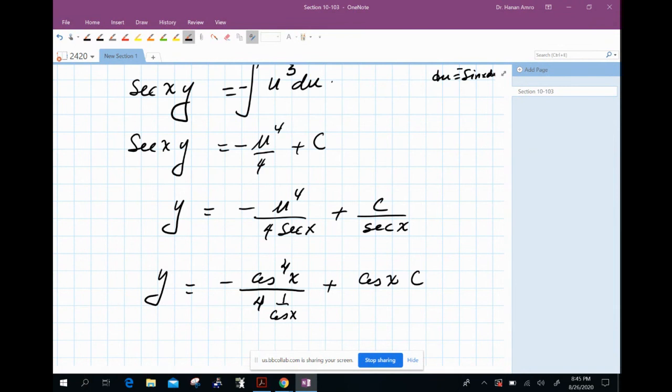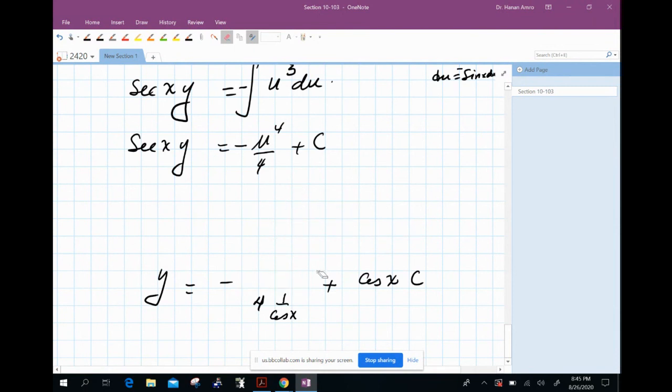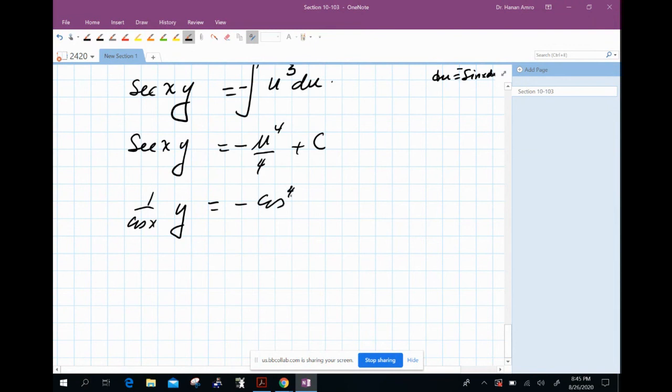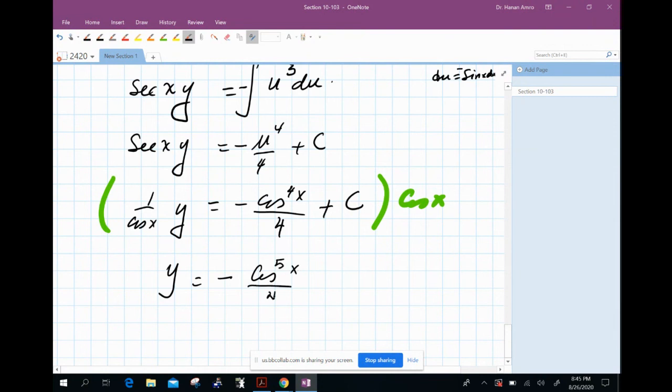So now, a lot of people actually skip all the way to this step. They say, since they give me an initial condition, I really do not want to work with flipping and doing this and this. So what they do, they say, okay, I can write secant as 1 over cosine of x times y, which equals negative cosine to the fourth of x over 4 plus c. They can see a lot better that they need to multiply the whole entire equation by cosine x. So if we do that, what do we get? Y is equal negative cosine to the fifth of x over 4 plus cosine of x times c.